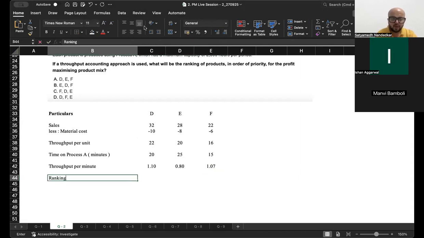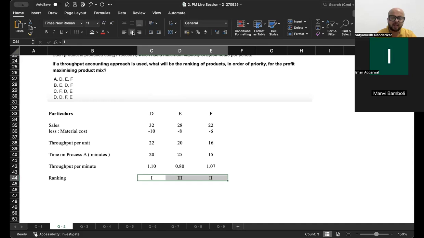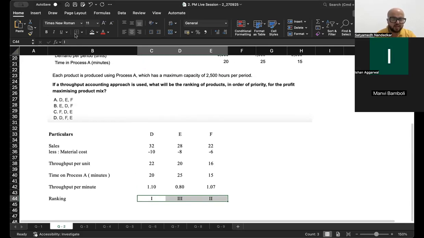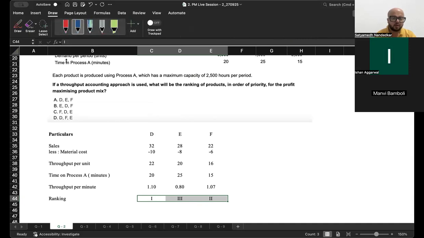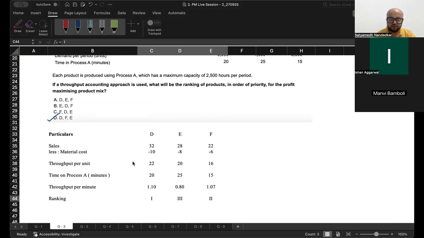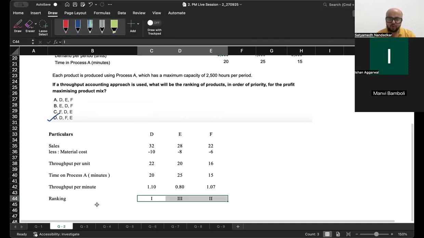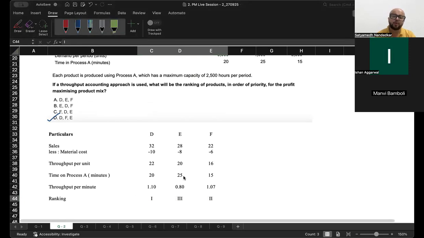Ranking. This will be 1, this will be 2, and this will be 3. So what is the ranking? D, F, and E. Option D: D, F, and E. So your profit maximizing sequence is D, F, and E. You have to calculate throughput per minute. Have a look at this. If there's anything you want me to add, please tell me.